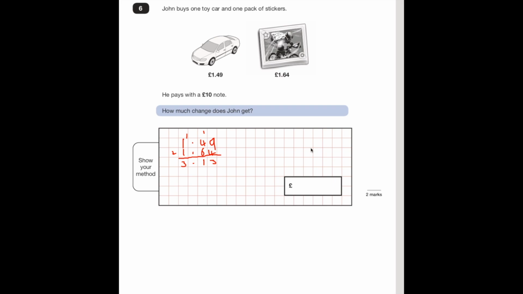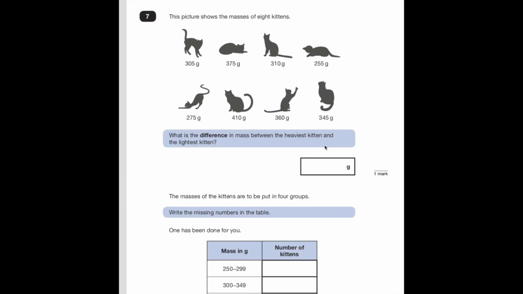Now we've got the total cost, we just need to do £10 subtract £3.13. And a quick way to do that in your head is do £10 minus 3, which would be £7, and then subtract 13p from £7. And you should know there are 100p in a pound. So in your head you should be able to do 100 minus 13, which is 87. So it would be £6.87.